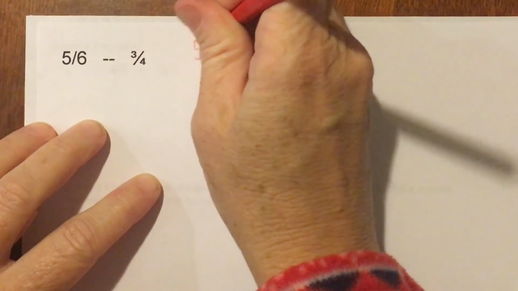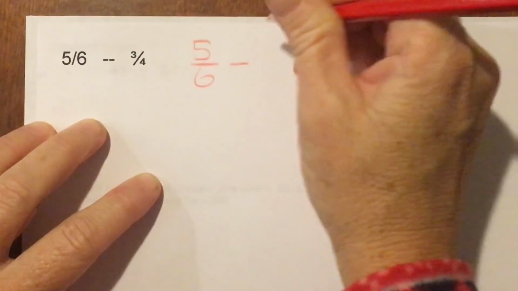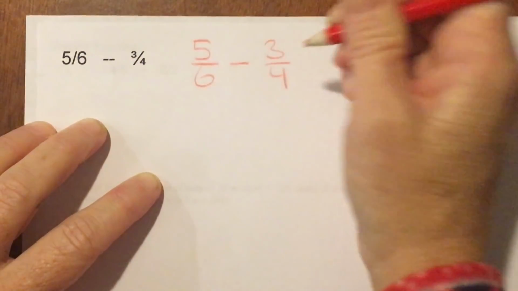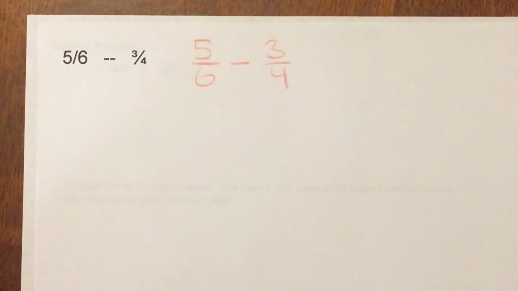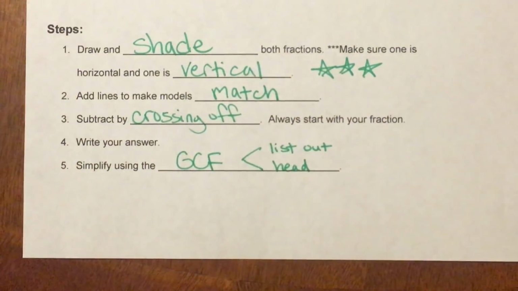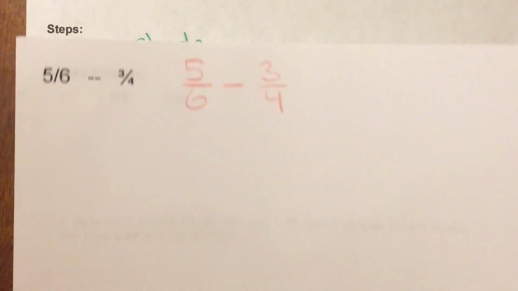Okay, let me get my paper ready. So here's my first problem. And if you remember when we did these before, I hate when they're written slanted. So I always like to rewrite them. So my problem is 5/6 take away 3/4. Okay, so step 1, let me get my steps up here so I can look at them. Say draw and shade both fractions. Make sure one is horizontal and one's vertical.